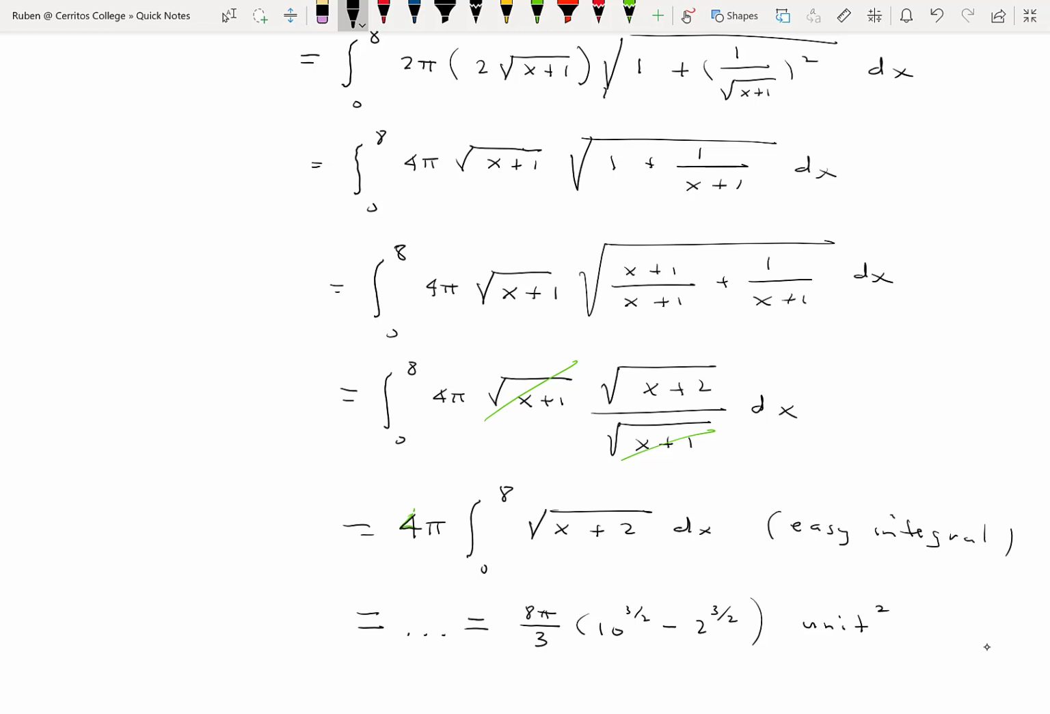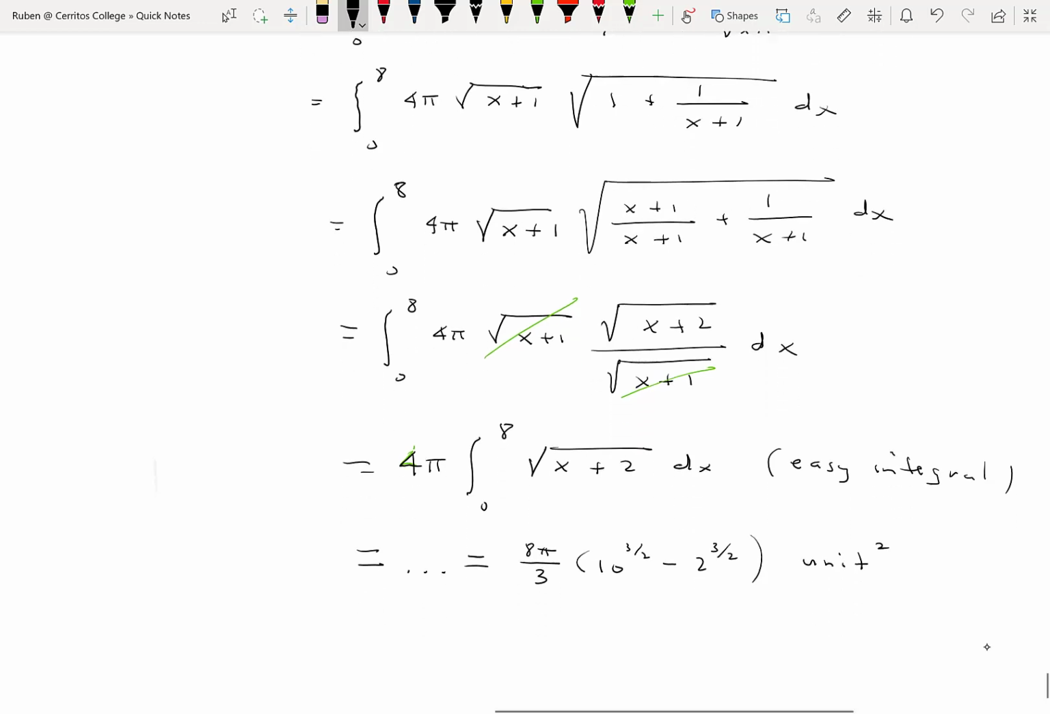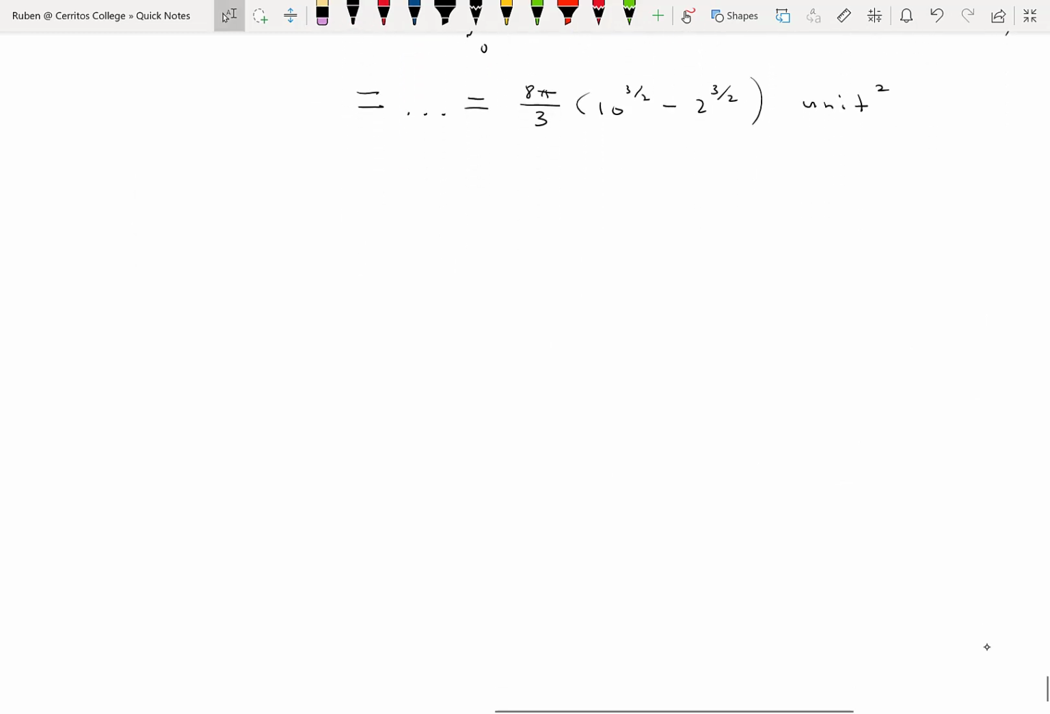Now this is the result of our choice to integrate with respect to x. I want you to see the integral that results if we choose to do the same problem, still rotating about the x-axis. The problem's not changing, but I want to choose to integrate with respect to y instead.